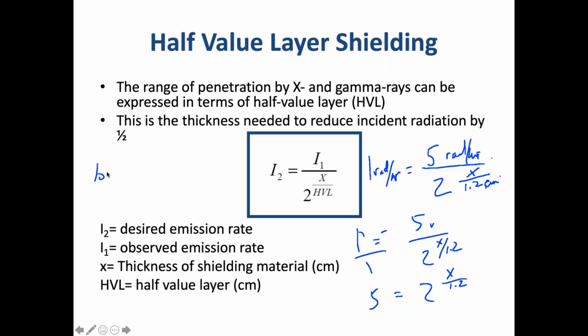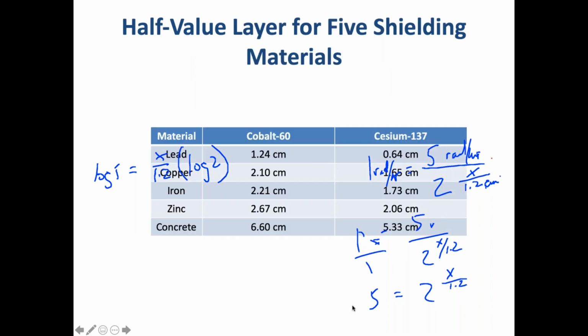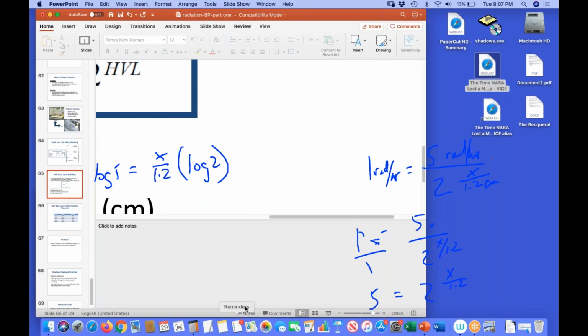So I have log 5 is equal to, well, how do we deal with an exponent when we have logarithm? We just move that down and multiply it by the log of 2, right? It's X over 1.2 times the logarithm of 2. Okay, so now we have to look up the logarithm of 2. So can someone do that on their calculator, or shall I do this here? If I'm doing it here, I'm going to need you to write this down for me.